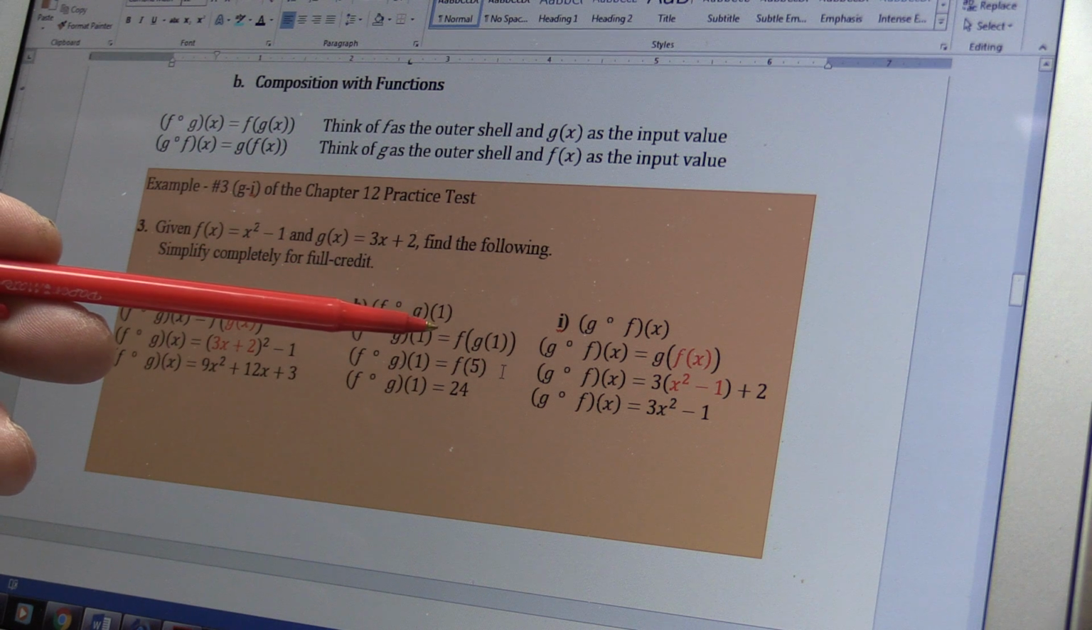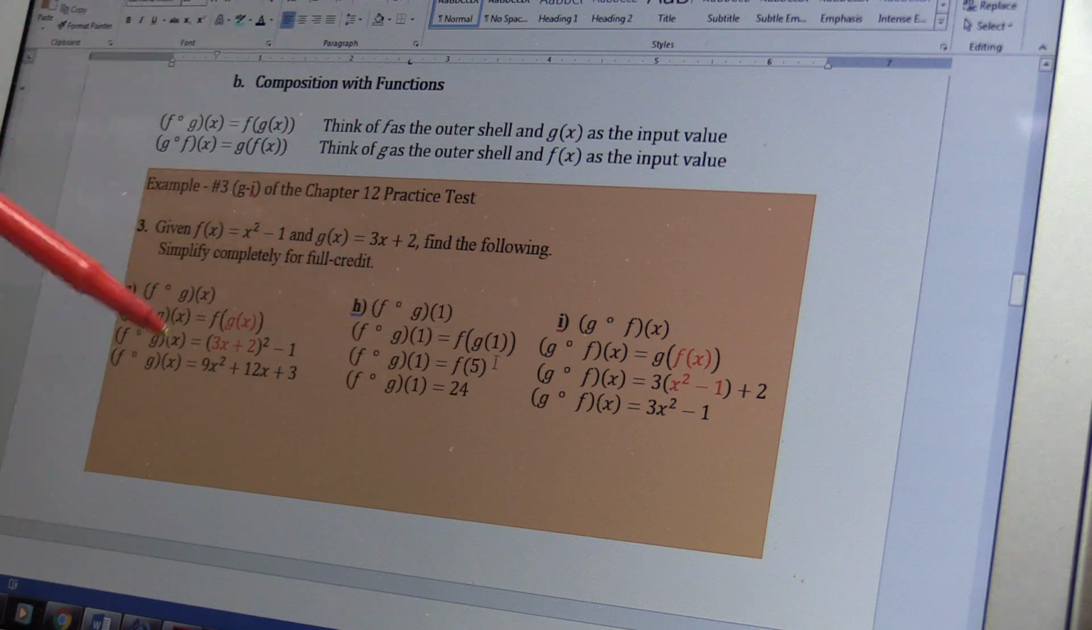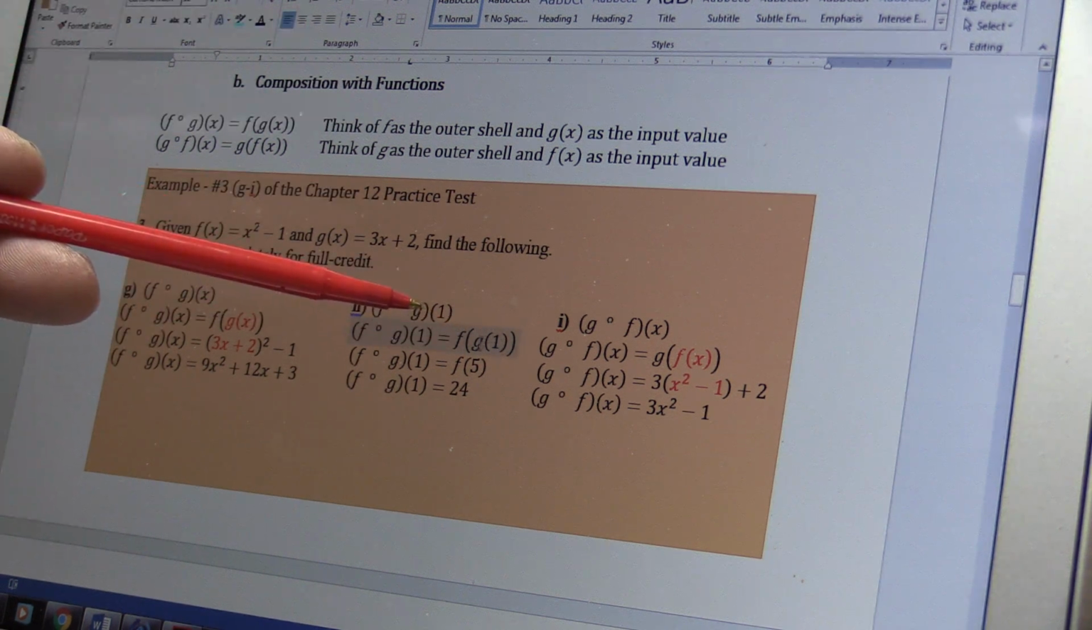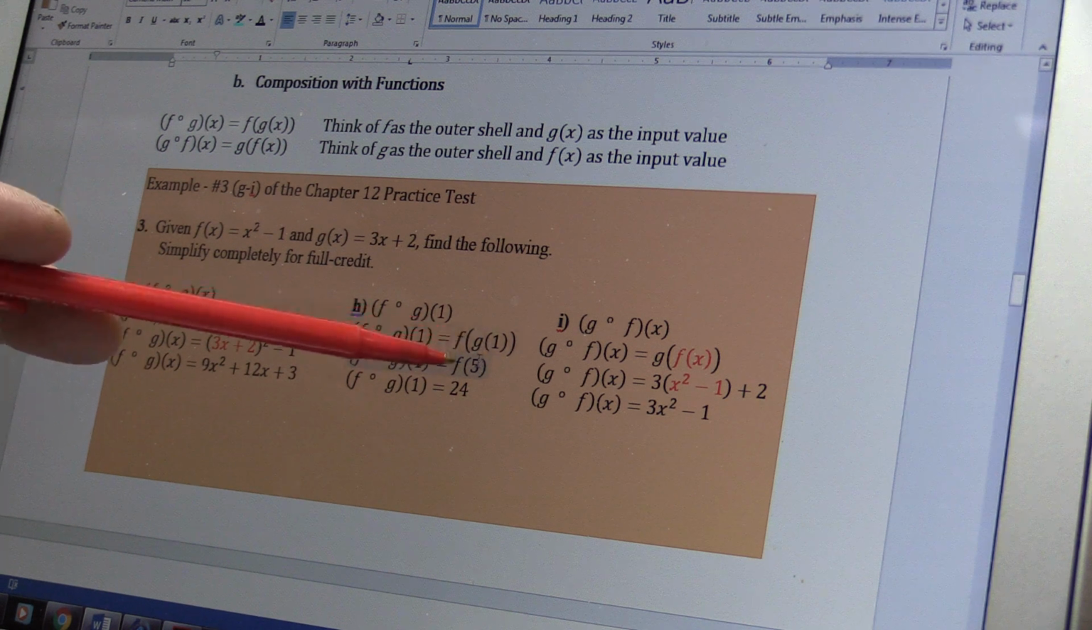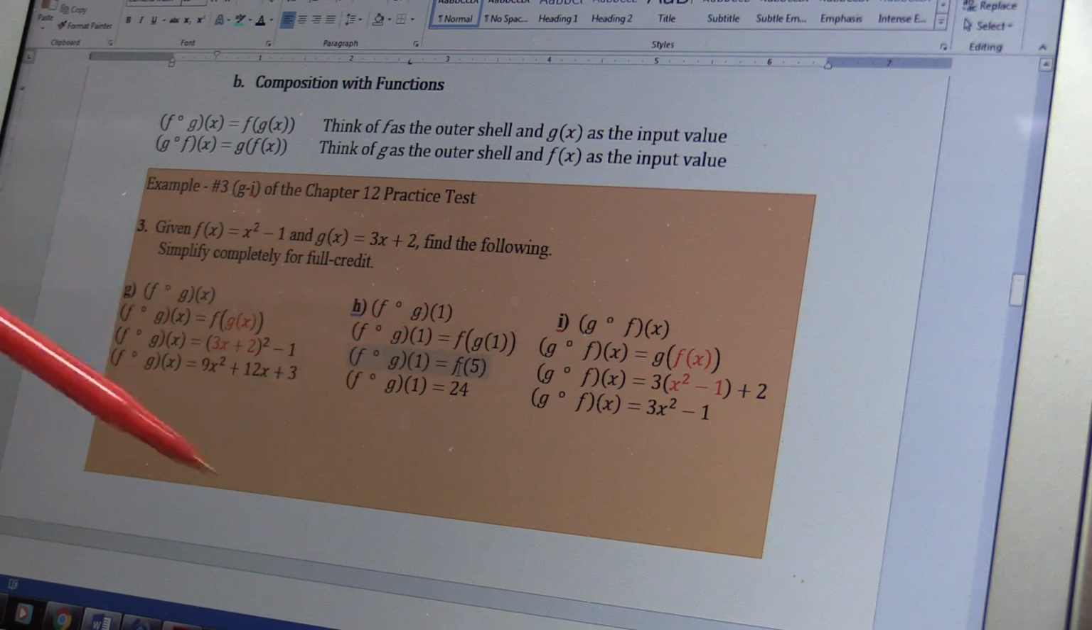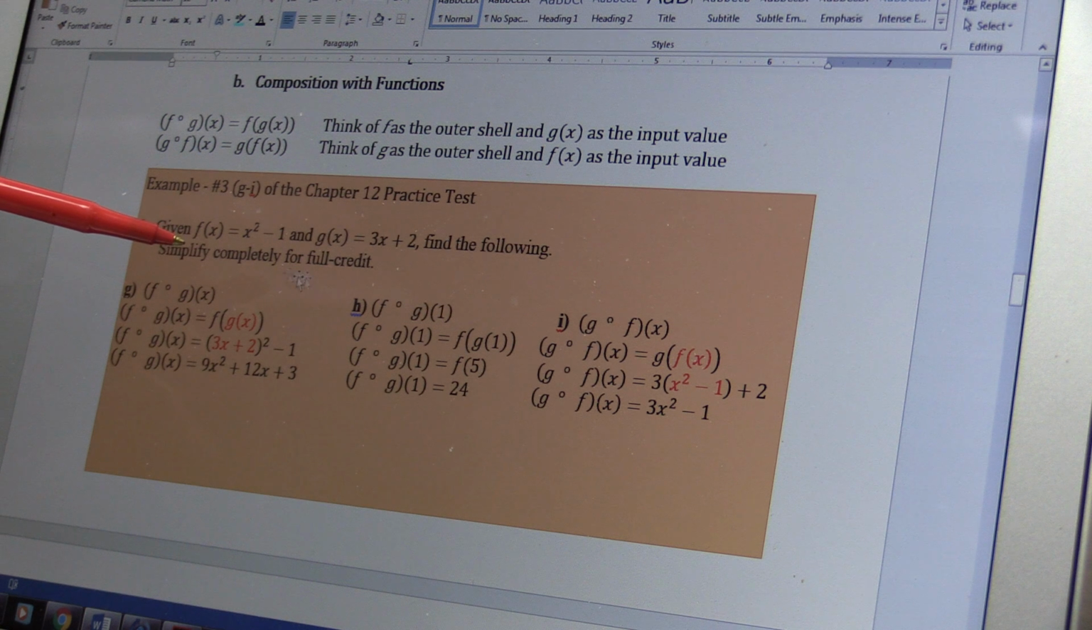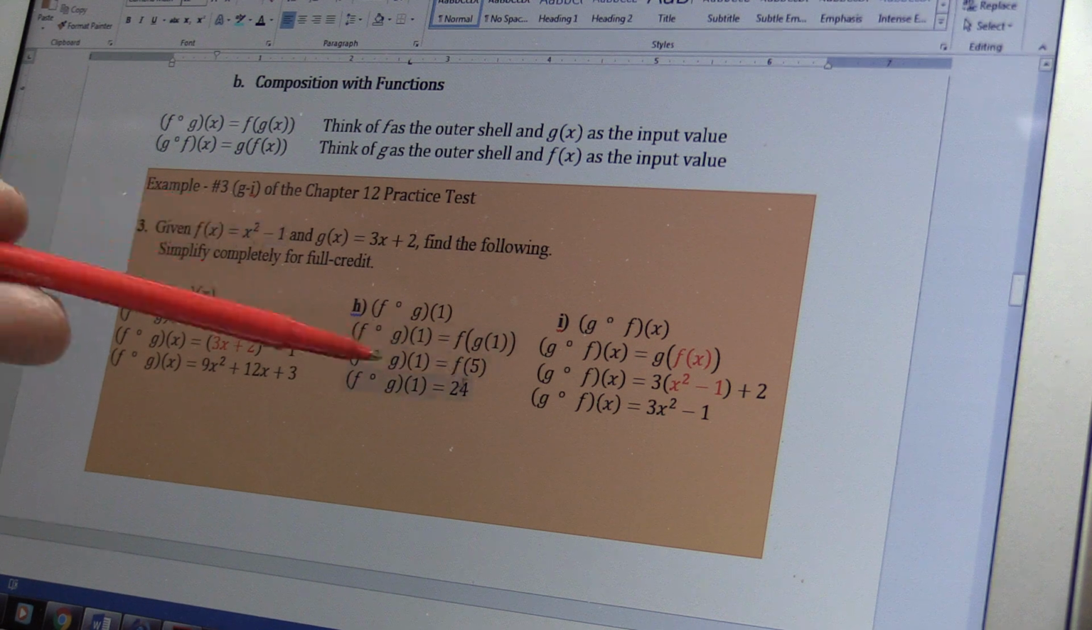Or think of it as this is f of g of 1. Find out what g of 1 is first. G of 1 is going to be 3 times 1 plus 2, so it's going to be 5. Now that I got that answer is 5, now plug 5 into your f. F is your outer shell. You plug 5 into this. 5 squared minus 1 should be 24.